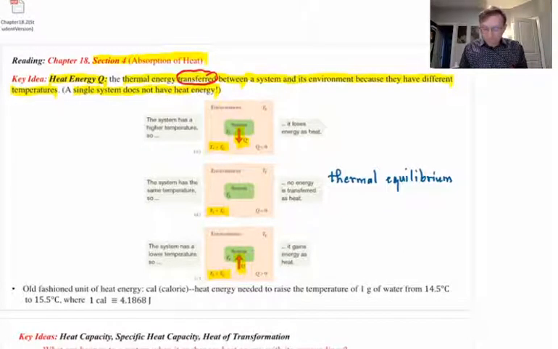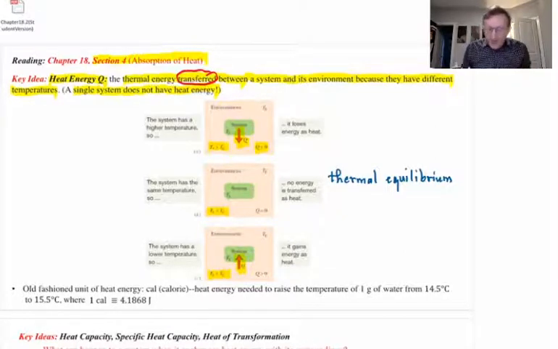Okay, so in the first picture, the sign convention we will use when the direction of energy transfer as heat is out of the system, the Q will by definition be a negative quantity in joules.